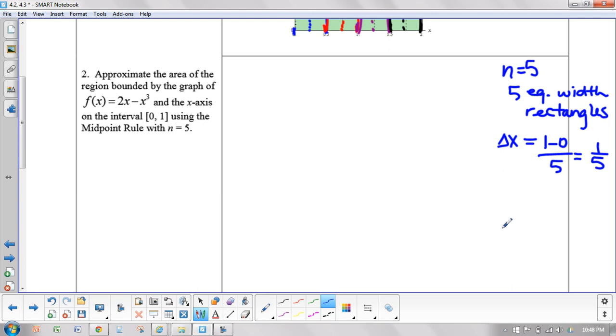They can make this trickier on you because you might not always start at 0. Your interval might go from 1 to 5, so then it would be 5 minus 1 over something else. Okay? And midpoint, since we want midpoint, you need to find the midpoints of the subintervals.